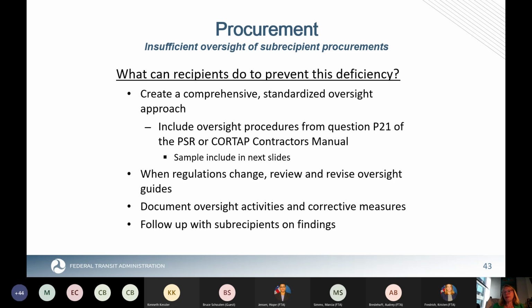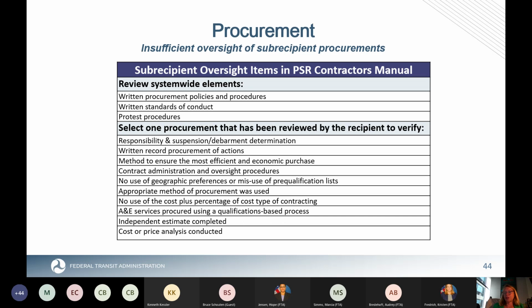So at the end of the procurement section in both the PSR guide and the triennial review guide is this oversight question. And it's P21. You know, it's not just procurement. In almost every area of the triennial review, there is a question that is asking about subrecipient oversight. So you can use that manual too globally to help inform your oversight. But specifically for procurement, what we're going to want to see is all the questions that we asked you directly. We're going to want to see if you ask the same questions of your subrecipients.